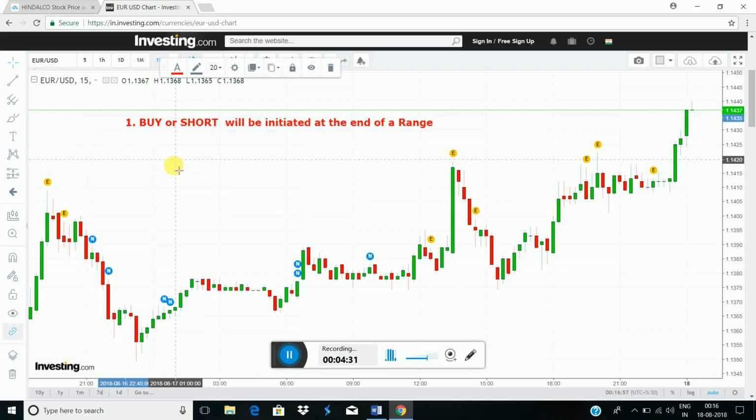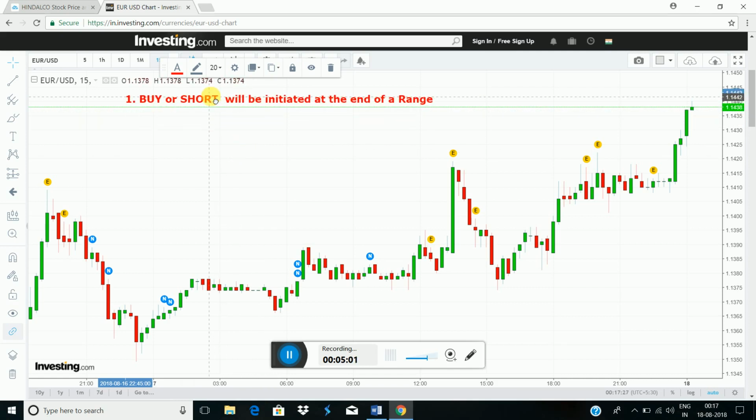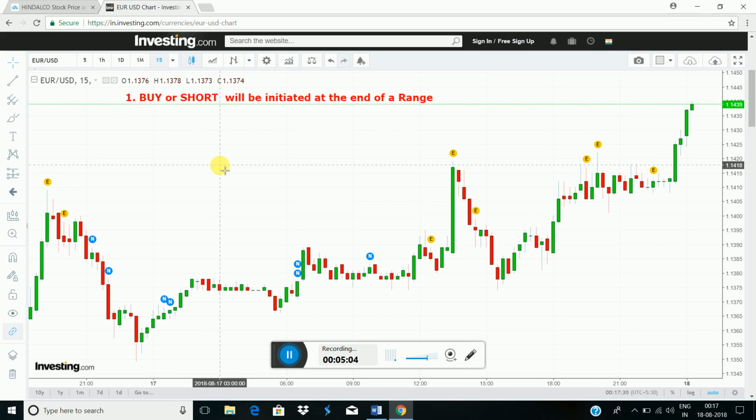Okay, so the rule number one states that buying or shorting will be initiated at the end of a range. Pay attention, guys. We are discussing rules of price action which are related to timing the markets properly. And here is your rule number one. Buying or shorting will be initiated at the end of a range. So first, what we need to do is we need to identify a range.